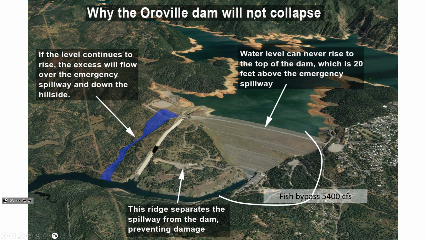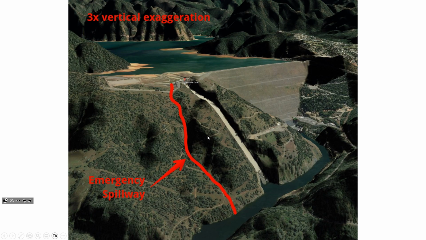People were hopeful that the dam wouldn't collapse because of that ridge, but they just weren't quite sure when the rain was going to let up. So it was a few harrowing days. Here they've exaggerated the vertical elevation so that you can see the path that the water was taking down to the river as it went over the emergency spillway.